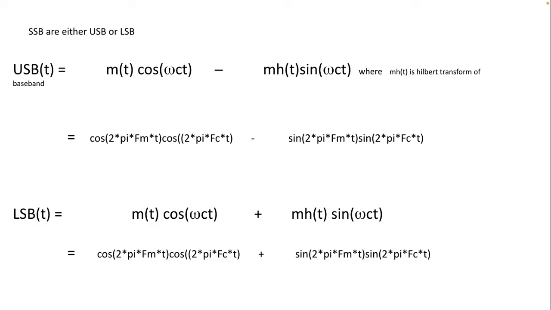The equations of the upper sideband and the lower sideband have been given here. m(t) is my message signal. Cos omega ct is taken as the carrier with peak amplitude of one. So mh is the Hilbert transform of the message signal. When you open up the message signal m(t), we get cos 2 pi fmt, and cos 2 pi fct is for the carrier. If we subtract them, we get the upper sideband. If we add them, we get the lower sideband.